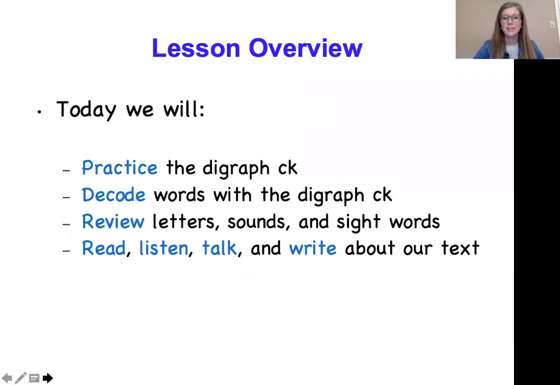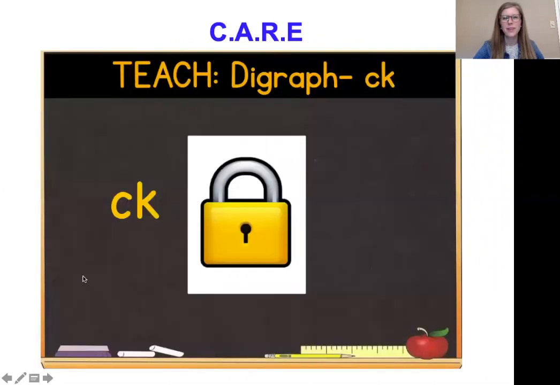Today we will practice the Digraph CK, decode words with the Digraph CK, review letters, sounds, and sight words, read, listen, talk, and write about our text. We'll start by looking at the Digraph CK.